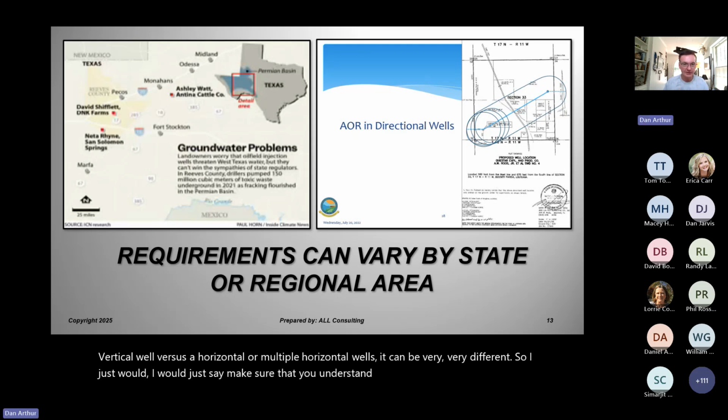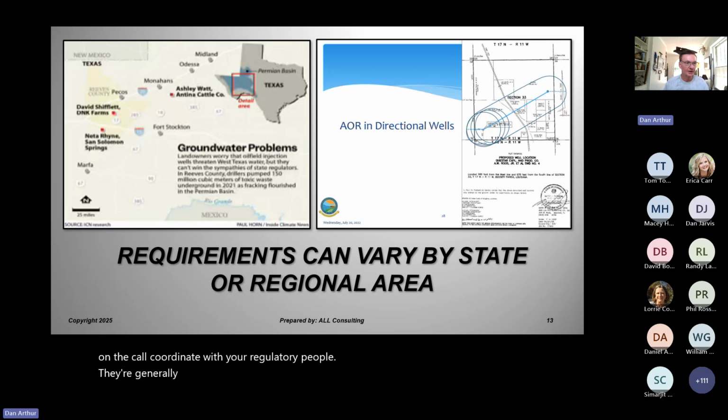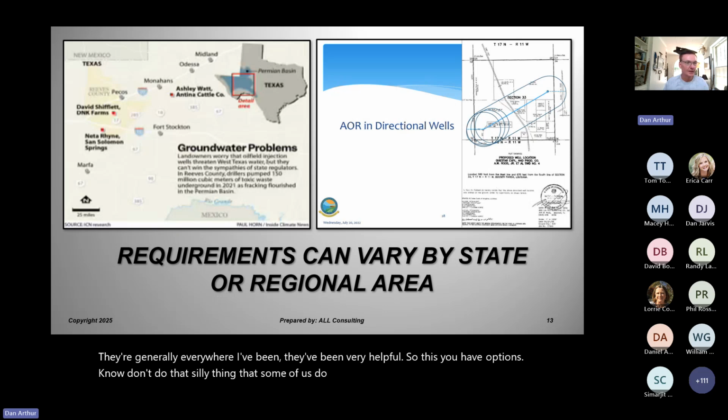We have a lot of regulators on the call. Coordinate with your regulatory people. Everywhere I've been, they've generally been very helpful. So you have options. Don't do that silly thing that some of us do sometimes, which is assume we know. Figure it out, dig into it, and get help if you need it.